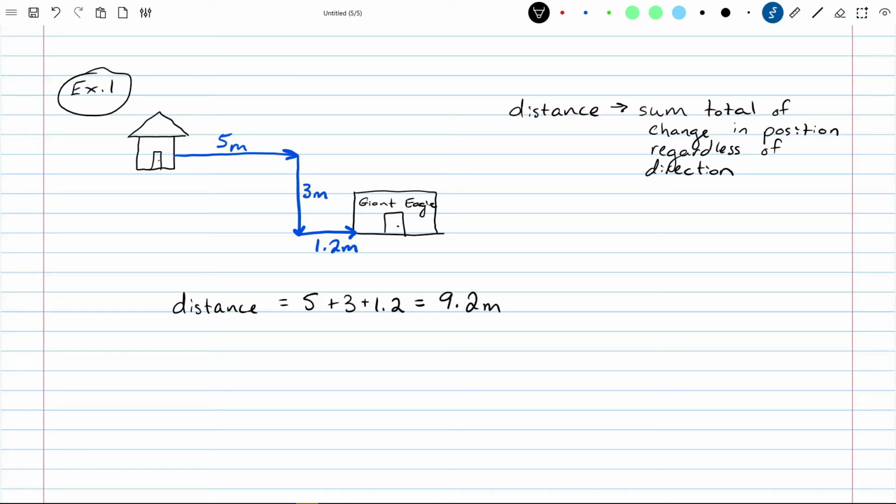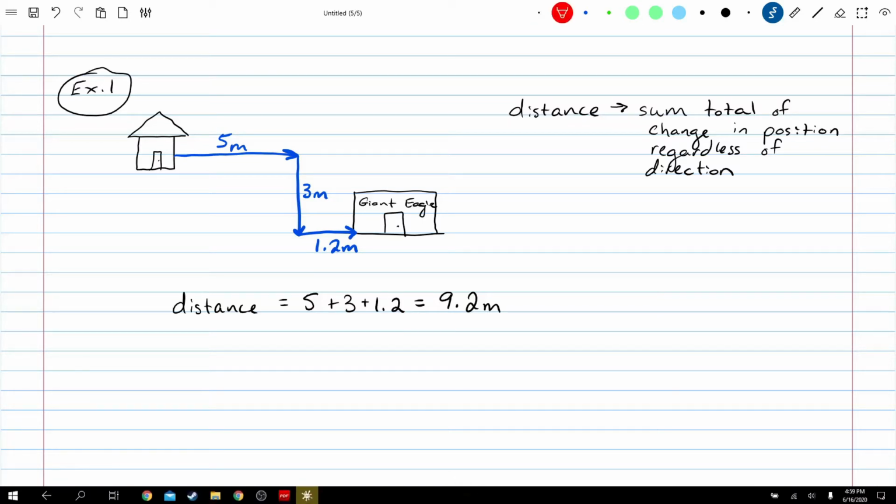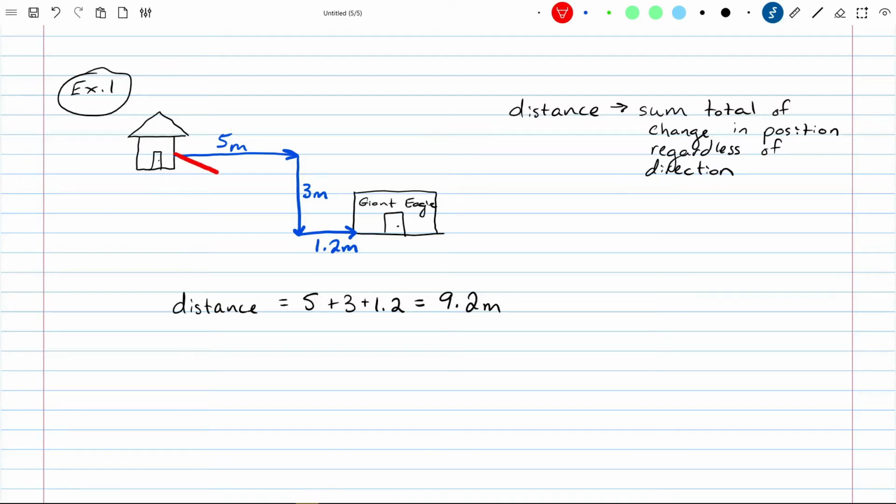Now, if you don't know what a meter is, this is actually an absurdly small amount of distance. This basically means that Ruby had to walk down her front steps and then around a fence to get to the Giant Eagle. But it's just an example. Now, for her displacement, this cares about direction. This again is that as the crow flies motion. So that's as if we went straight from the house to the grocery store along an arrow like this.